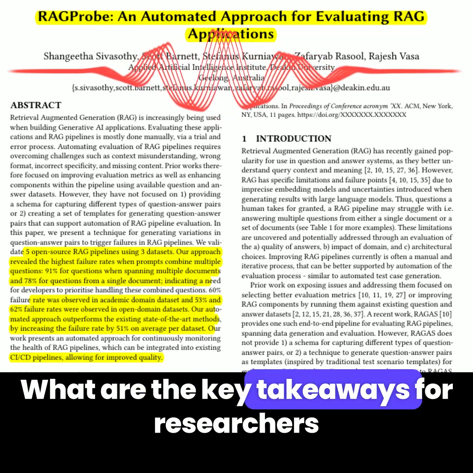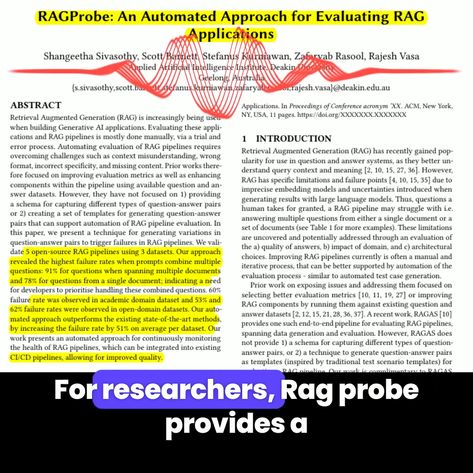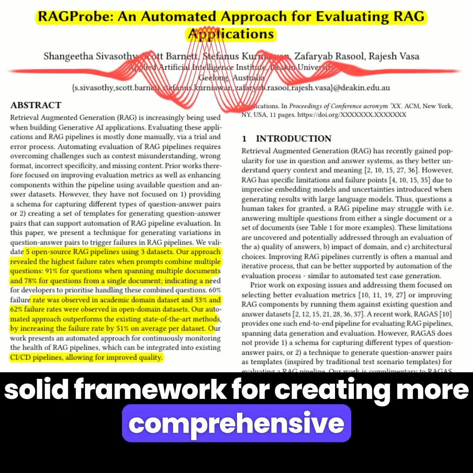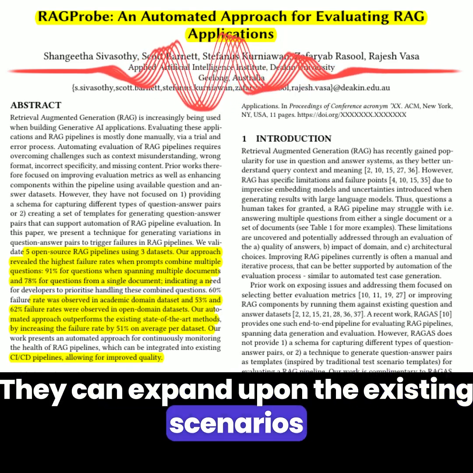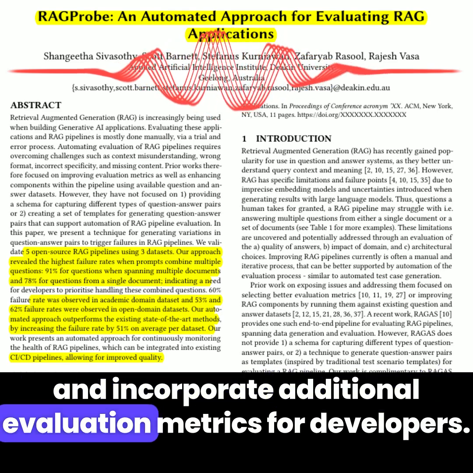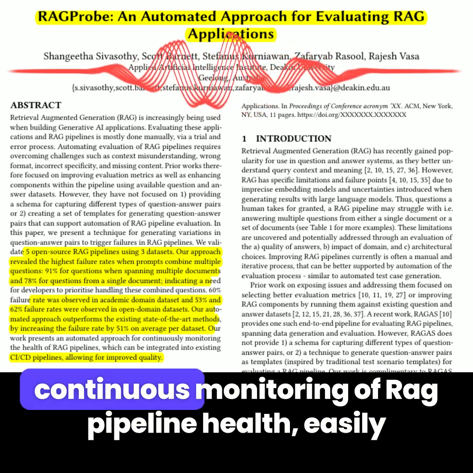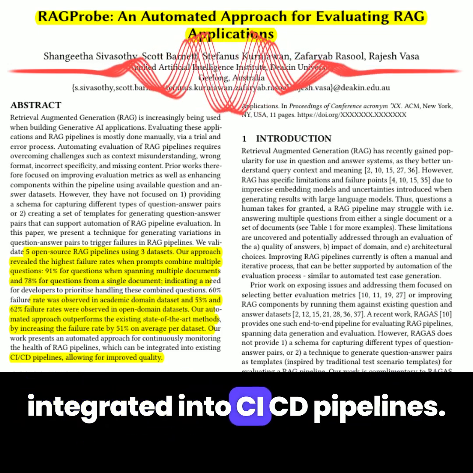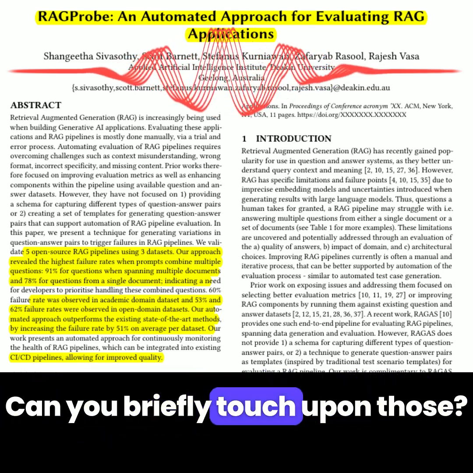What are the key takeaways for researchers and developers based on this work? For researchers, RAGProbe provides a solid framework for creating more comprehensive and targeted evaluation scenarios. They can expand upon the existing scenarios and incorporate additional evaluation metrics. For developers, RAGProbe offers a practical tool for continuous monitoring of RAG pipeline health, easily integrated into CI/CD pipelines. The authors mentioned some threats to validity. Can you briefly touch upon those?